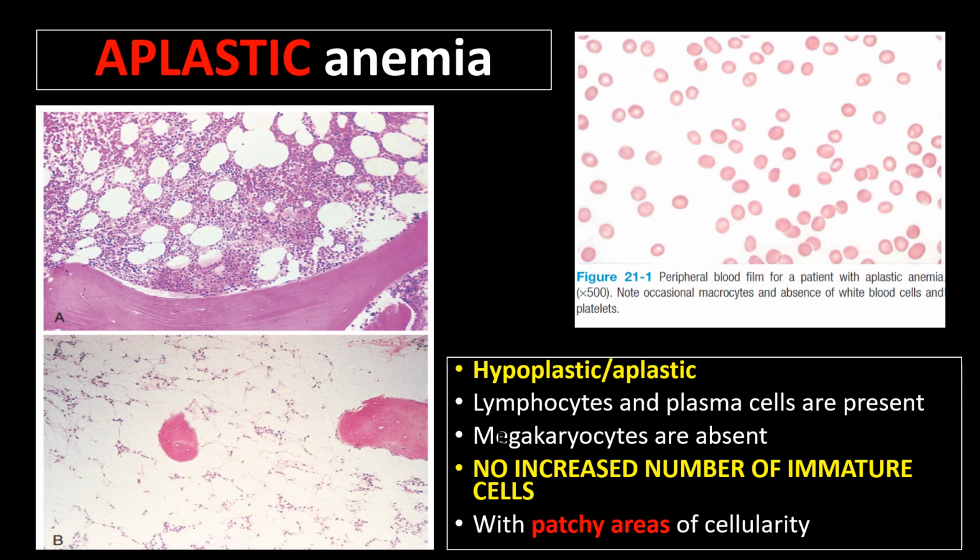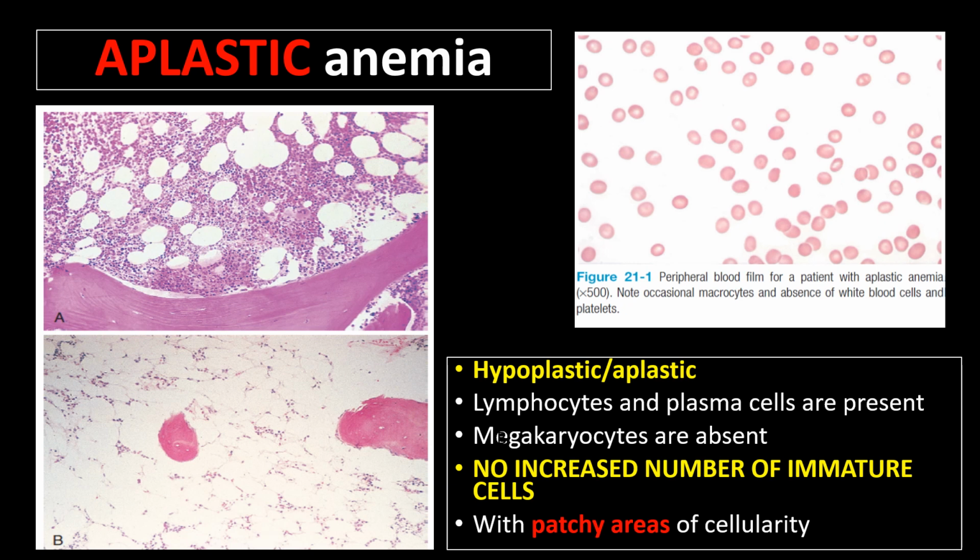In the peripheral blood of patients with aplastic anemia, as you can see, there are occasional macrocytes and absence of white blood cells and platelets. As I've mentioned a while ago, in aplastic anemia there would be pancytopenia. So when we say pancytopenia, there would be an overall decrease in all cell types in both the bone marrow and in the peripheral blood.